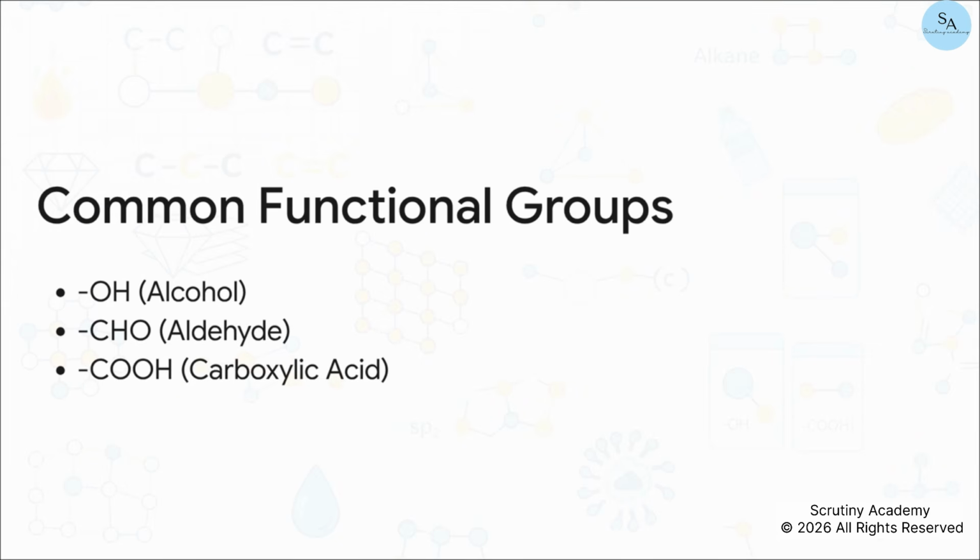Slap an OH group on there and damn, you've got an alcohol. Think ethanol and hand sanitizers. Stick a CHO group on, and now it's an aldehyde. And if you add a COOH group, you get a carboxylic acid, like the acetic acid that makes vinegar sour. See? Each little group gives the whole molecule a brand new personality and new powers.